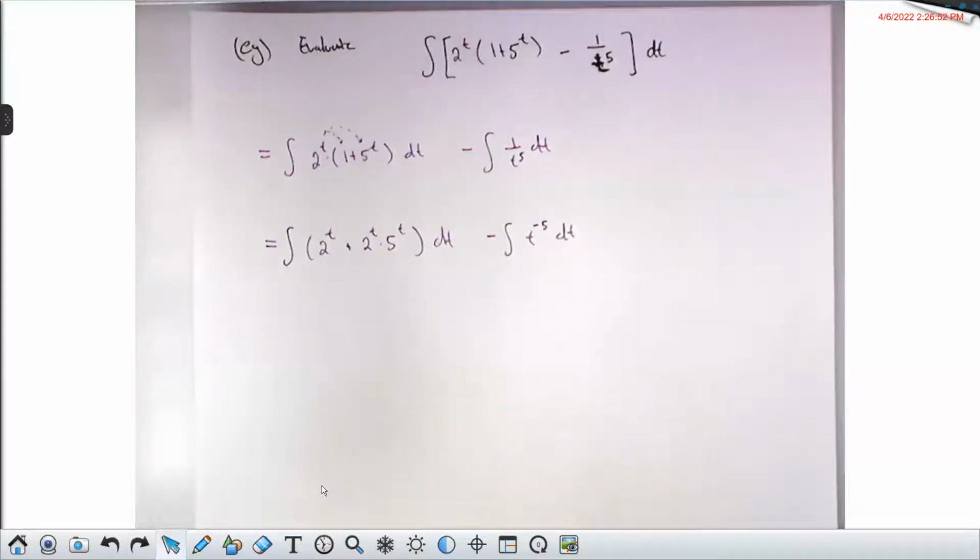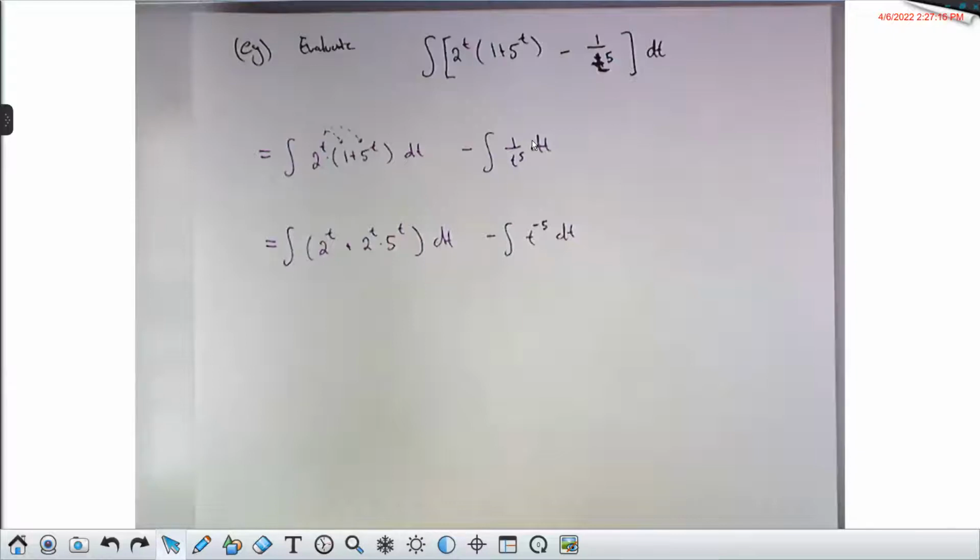And it is similarly important that we rewrite 1 over t to the 5 as t to the negative 5. You cannot just integrate t to the 5 down here. You can't say this is 1/6 t to the 6 all downstairs under 1. That doesn't work, because just like you cannot integrate a product of functions, you cannot integrate a ratio of functions by integrating the top and bottom separately.